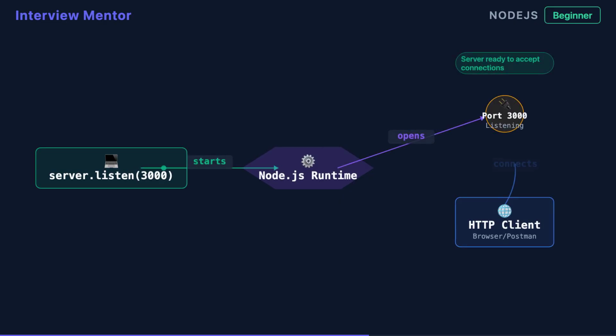Finally, call server.listen with a port number like 3000. This tells Node to start accepting connections on that port. Your server is now running and ready to handle requests from any client.